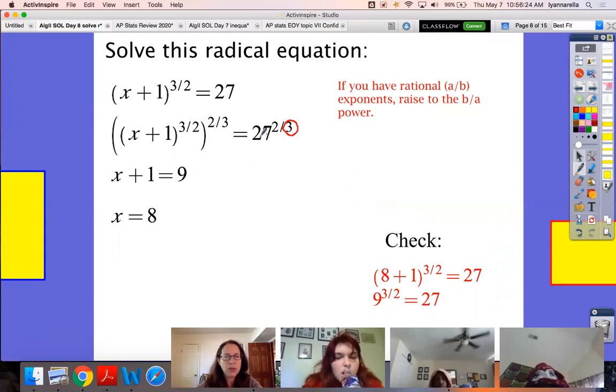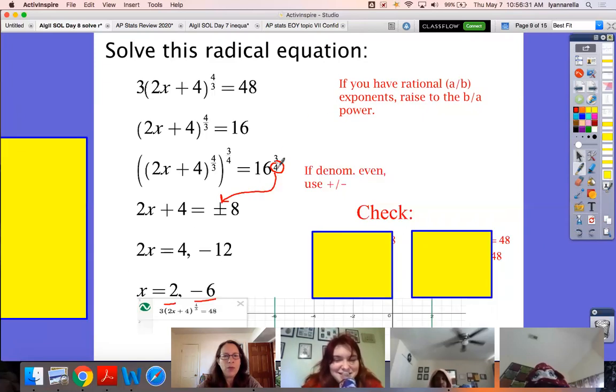You can't say it's also negative 3 because the cubed root of 27 is only positive, not negative. But on this one, if I'm taking the 4th root of 16, I could get a positive or a negative 2. And when I cube that, positive or negative 2 ends up being plus or minus 8. Now I'm going to move 4 to the other side. So if I subtract 4 from plus 8, I get 4. If I subtract 4 from negative 8, I get negative 12, and then I divided both sides by 2.